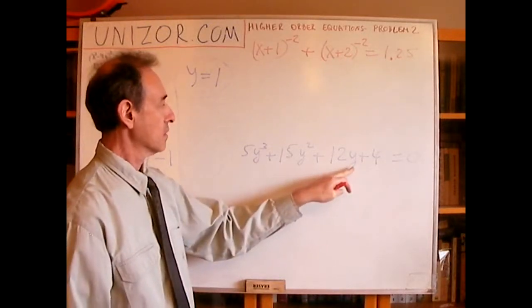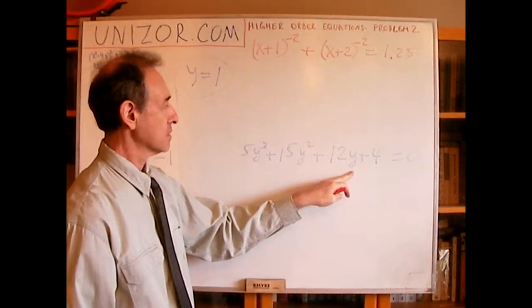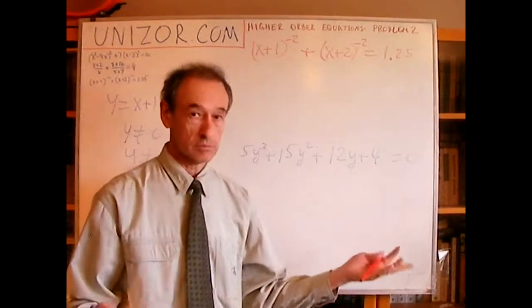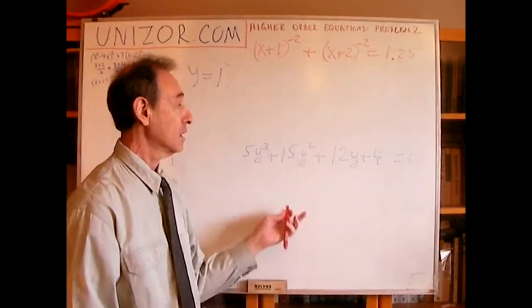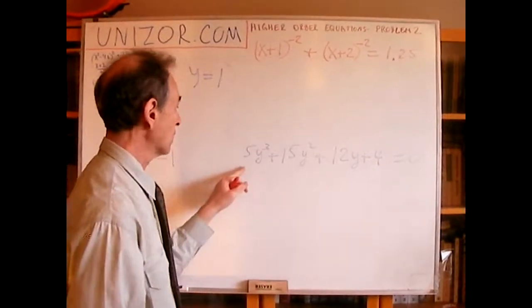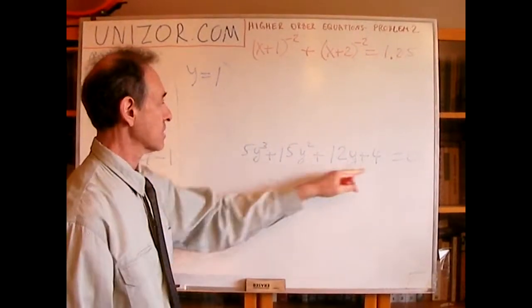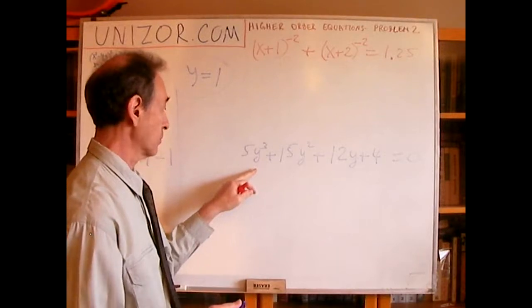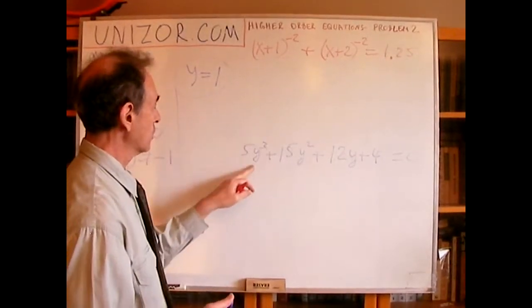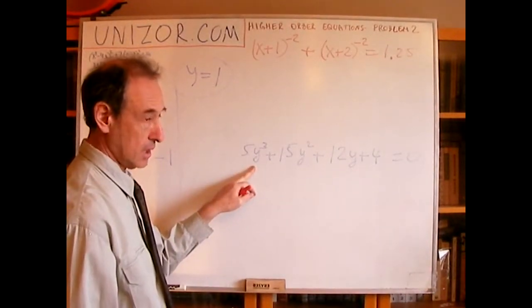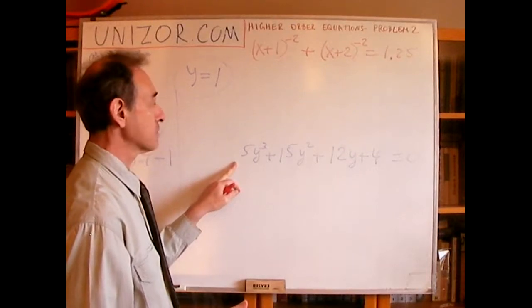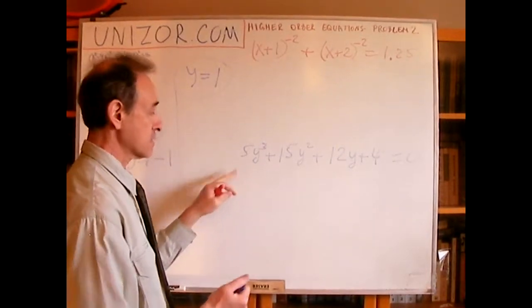This would be minus 12, which is minus 2, plus 4, 2. So minus 1 doesn't really fit. Now let's check 2. Well, 2 obviously will not fit because everything is positive, but how about minus 2? Minus 2 cubed would be minus 8 times 5 is minus 40.